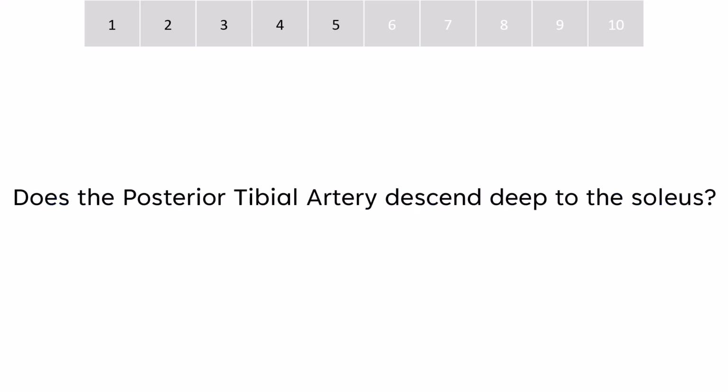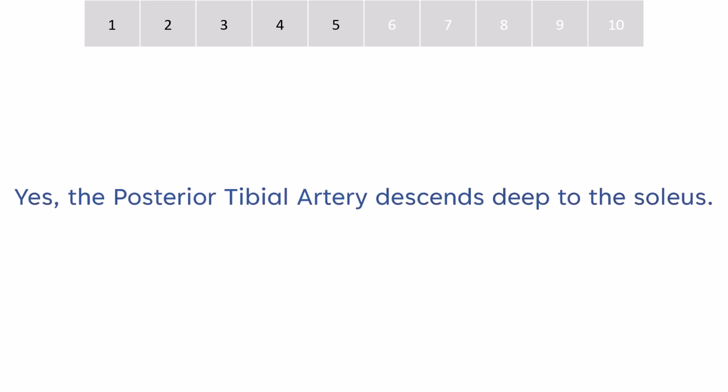Does the posterior tibial artery descend deep to the soleus? Yes, the posterior tibial artery descends deep to the soleus.